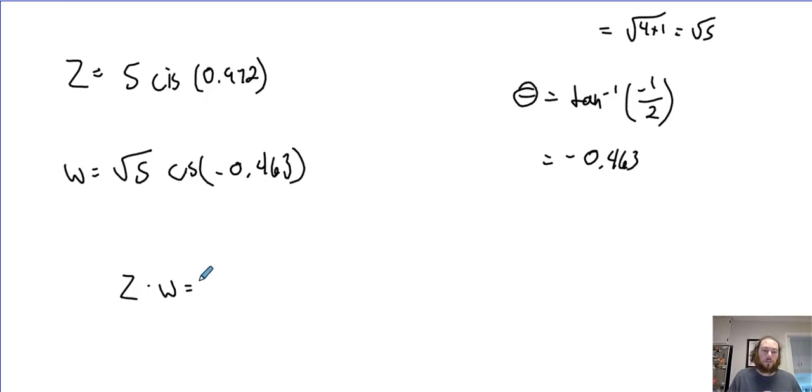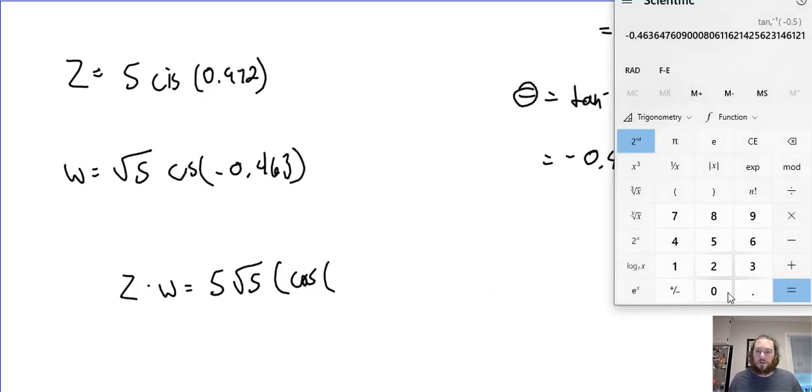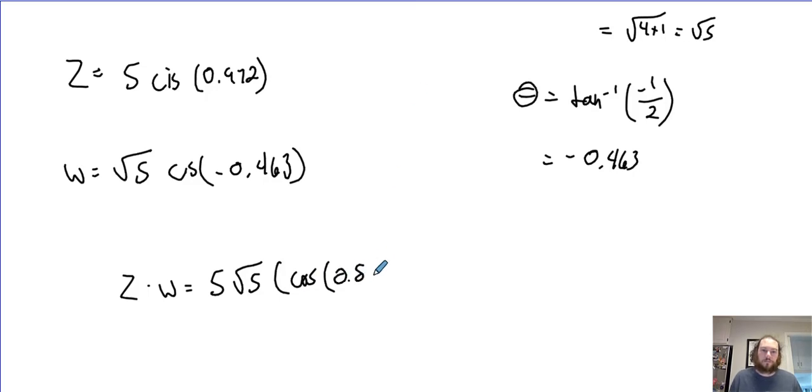I could write this as r1 times r2, and then the cosine of theta 1 plus theta 2. So 0.972 plus -0.463, and we get cos 0.509 plus i sine 0.509. And there we go.